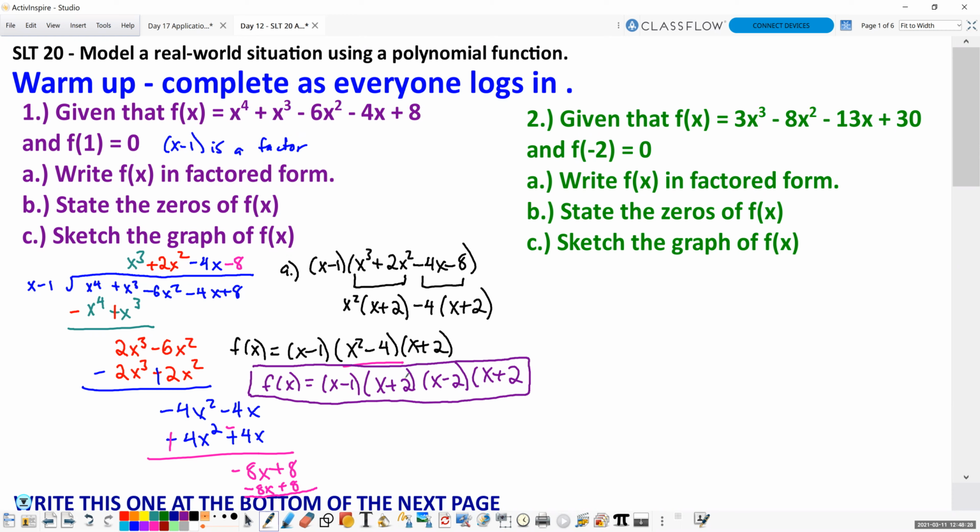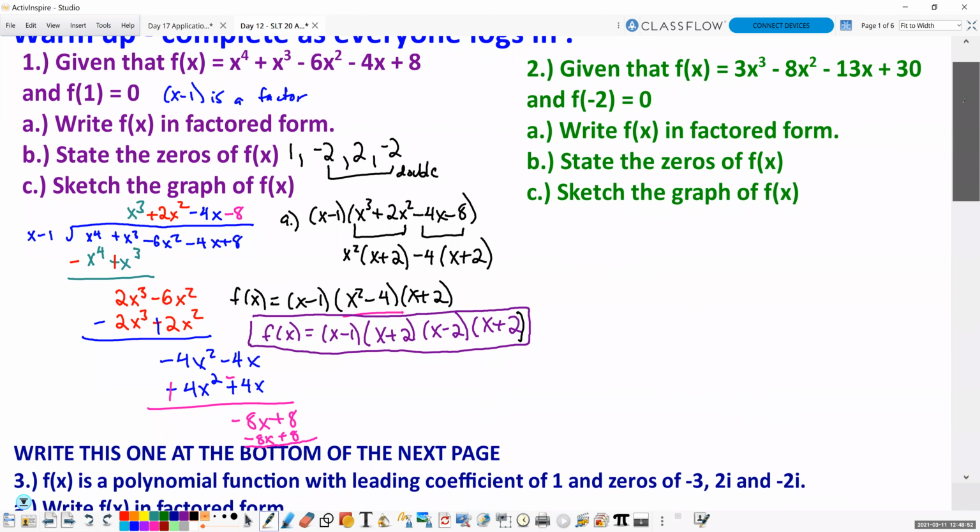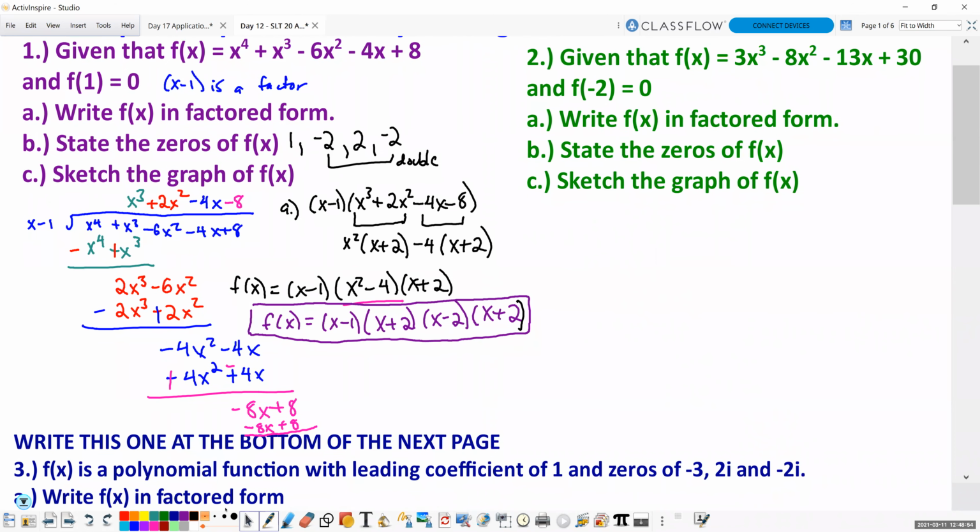The zeros, if I set this function equal to 0, I get zeros of 1, 2, and then negative 2, and there are actually 2 negative 2s, or you can just write that negative 2 is a double. Okay. So now I need to create a graph.